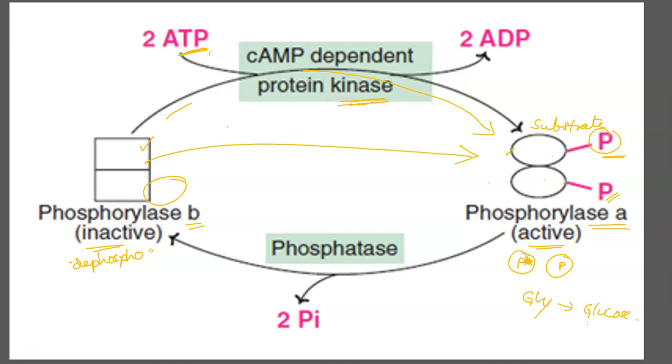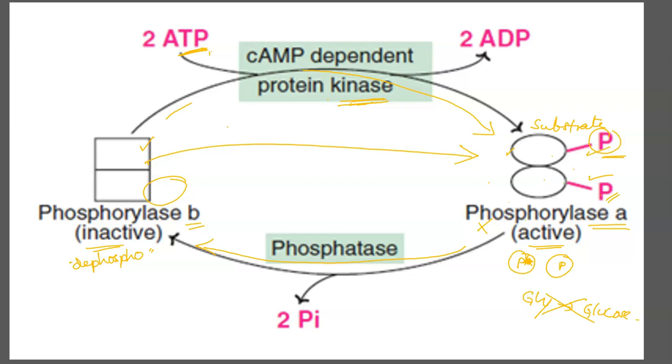But when this process is not needed, when a sufficient amount of glucose is present in the cytoplasm, then what happens? The glycogen phosphorylase enzyme is not needed. Phosphorylase A, that means the active form, is not needed. Then immediately this active form should be converted into the inactive form. How is it converted into the inactive form? Just by removing the phosphate groups.